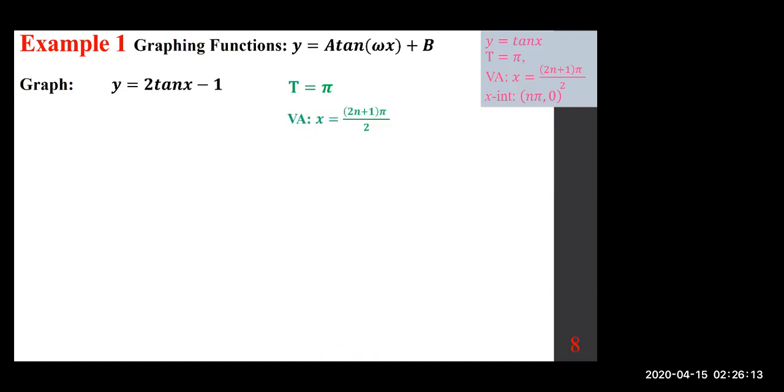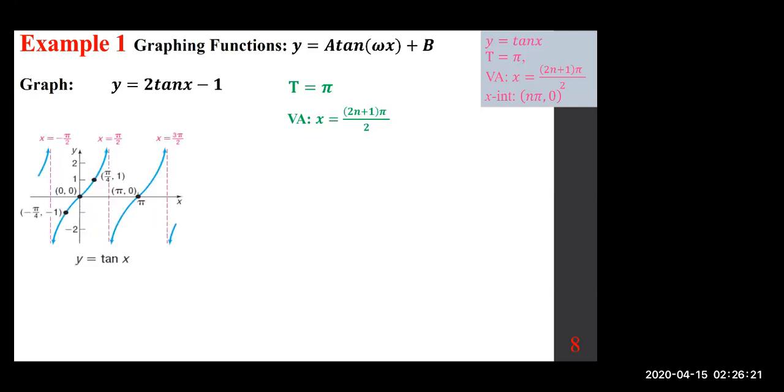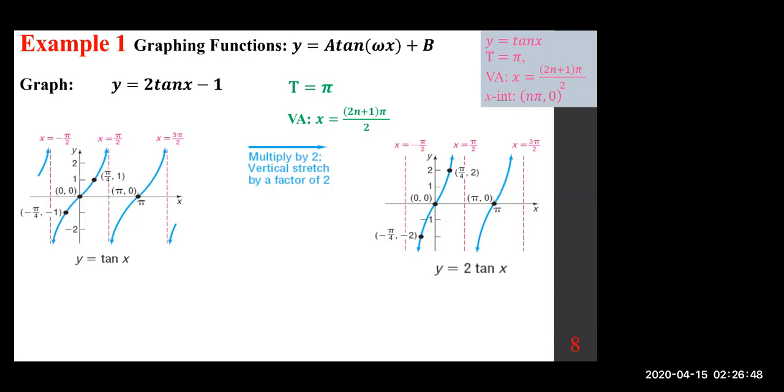Okay, so what is the effect of 2? Well, it stretches by a factor of 2. For example, if we have this graph, a couple of very important aspects. 0, 0 is there, class. Pi over 4 comma 1 is there. So pi over 4 comma 1 will become pi over 4 comma 2. Are you with me? First. And negative pi over 4 comma negative 1 becomes negative pi over 4 comma negative 2. That would be the first transformation by a factor of 2.